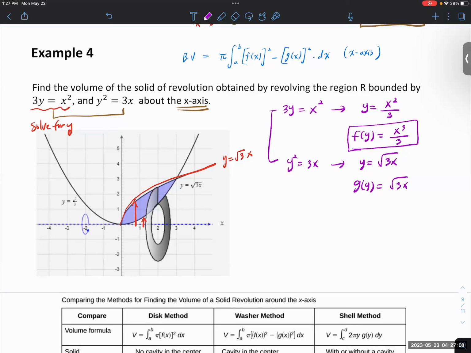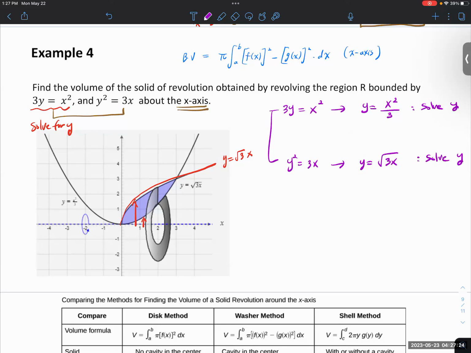But we don't know which one is g or whatever. So now I'm going to get rid of it for a second. So we're going to define it. So anyway, we solve for y.